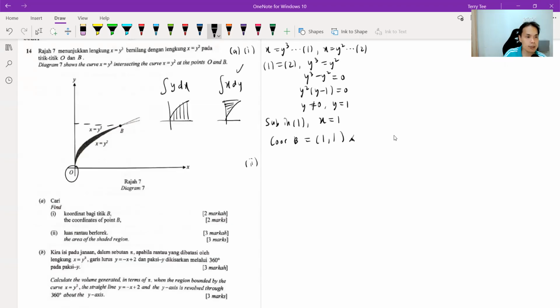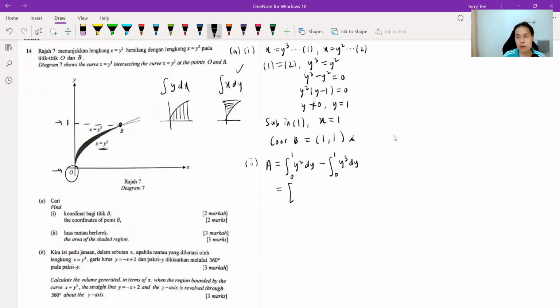So the thing is, the bigger one, as you can see, is the one on the right-hand side. The x equals y squared is bigger. If you move towards the y-axis, the x equals y cubed is smaller. And we already know the y coordinate is 1, right? So to find the area of the shaded region, we can take integration of x. The first one is y squared dy from 0 to 1. Yeah, the lower limit is 0, upper limit is 1. Minus the integral from 0 to 1 of y cubed dy.